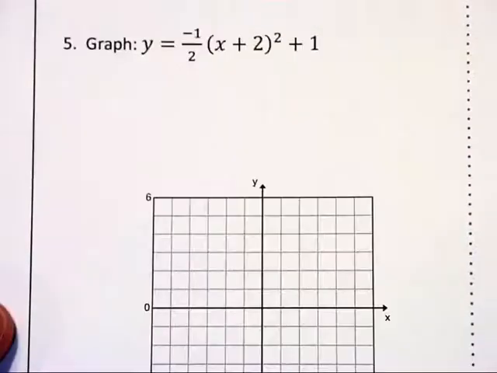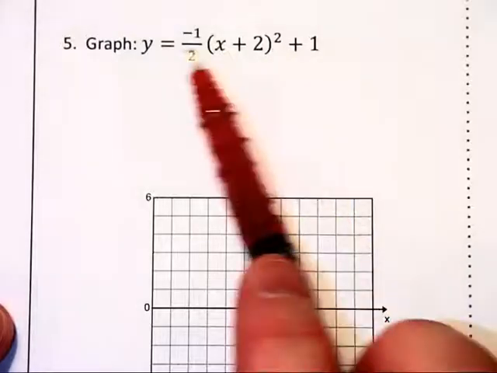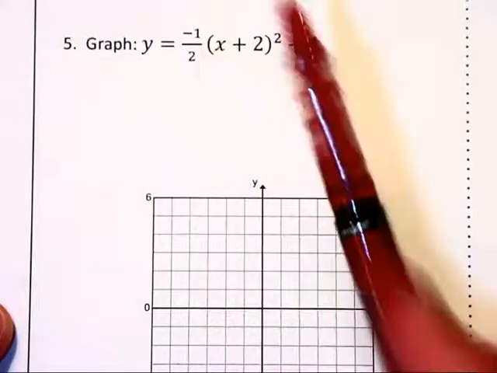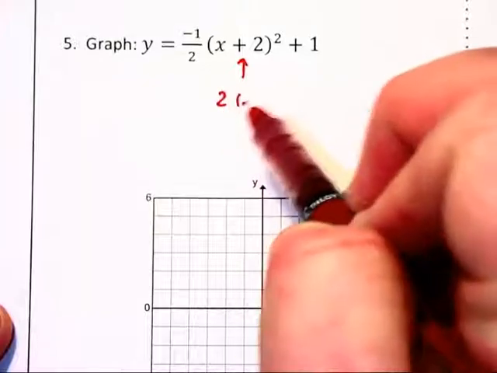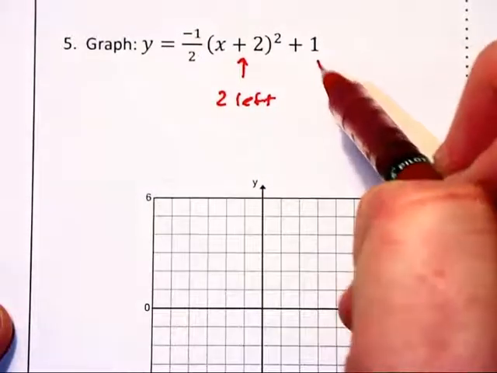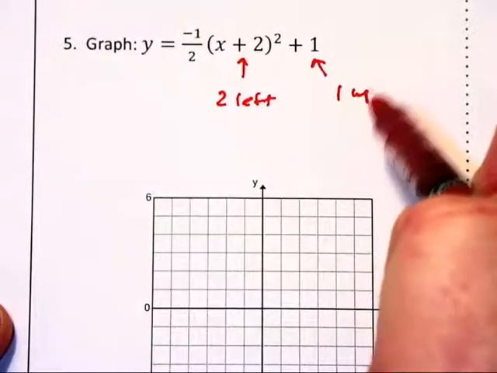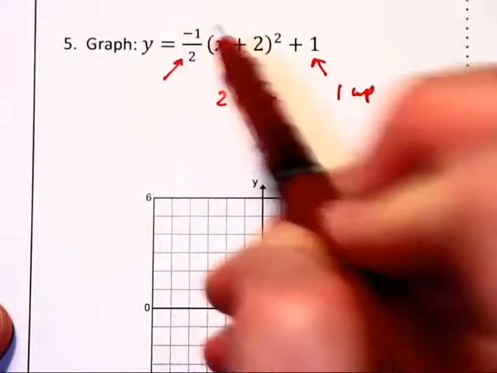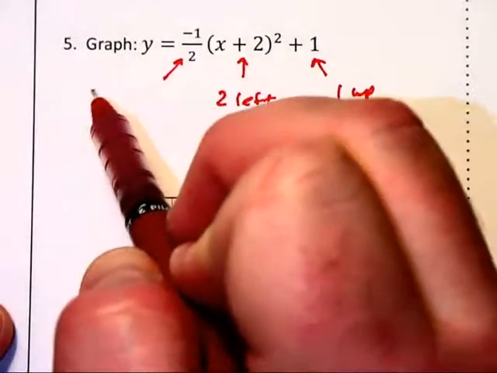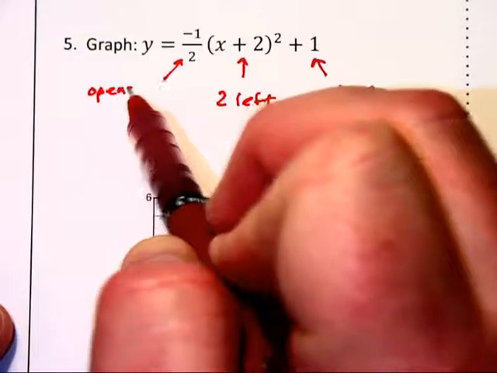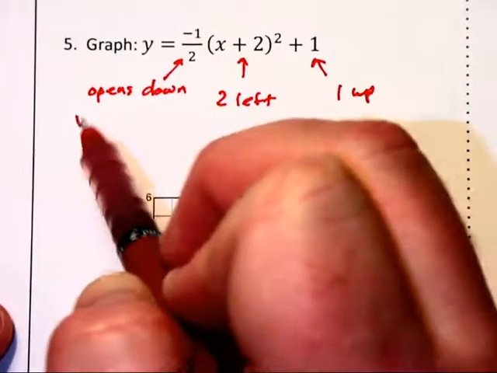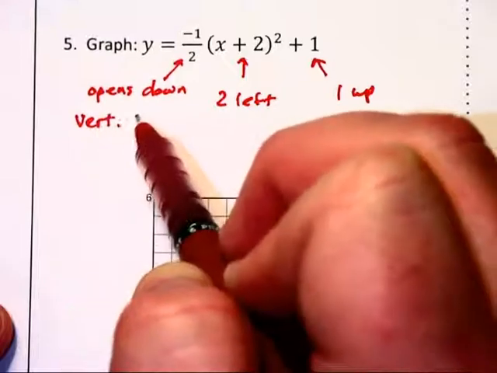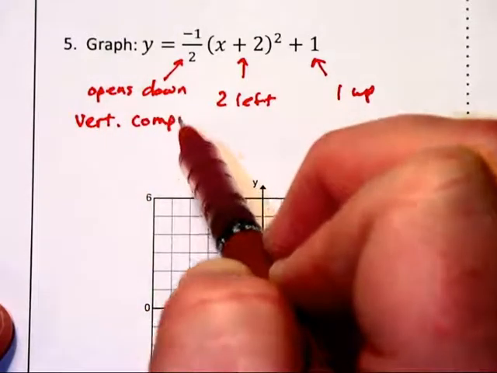This next function you can tell is a parabola because we have a y equals x squared. We see that it's been shifted 2 to the left. It's been shifted 1 unit up, and because of the negative out in front, it is opening down. Opens down. And because of the 1/2, it has a vertical compression or a vertical smush, whatever you want to call it.